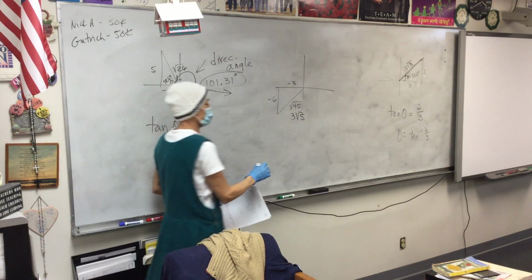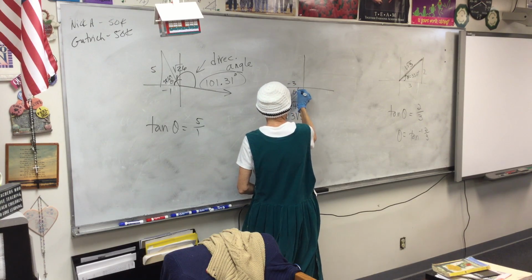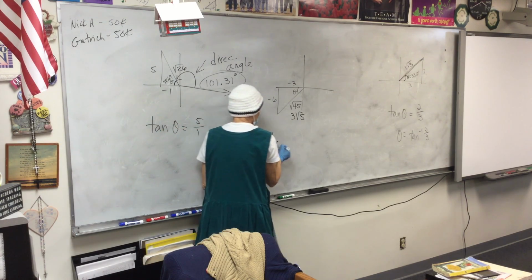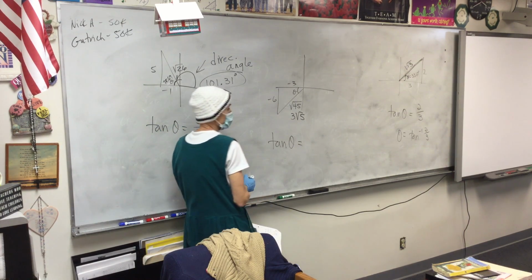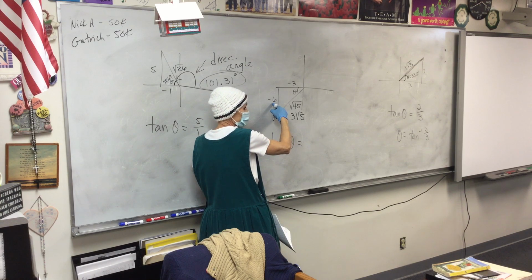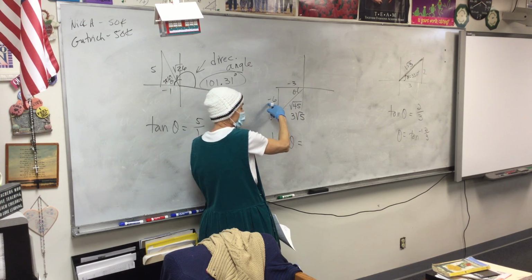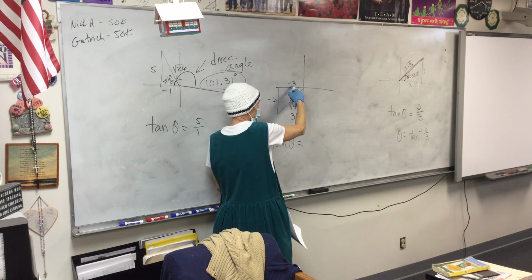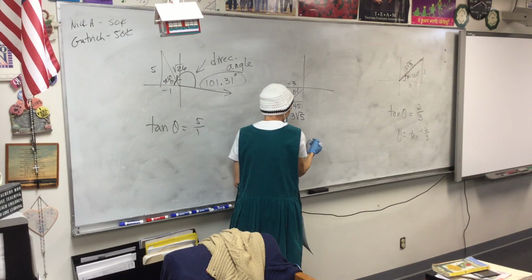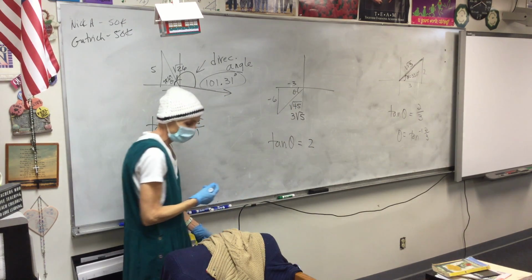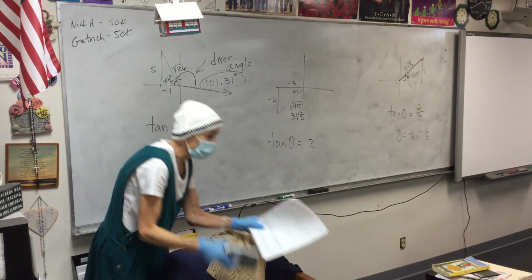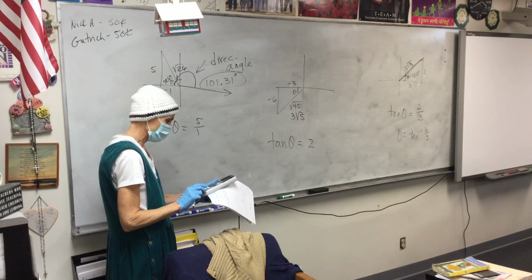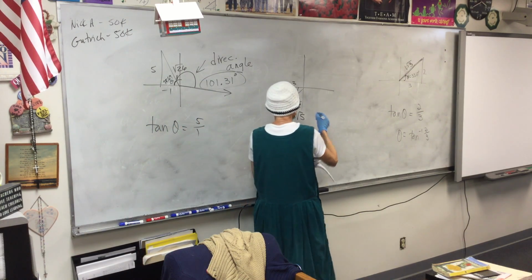Now we want the direction angle. So let's find this guy first. How shall we find that? The tangent of that angle is what? Opposite over adjacent. So it's 6 over 3. And what do I type on my calculator? Second tangent 2. And I got 63.43.